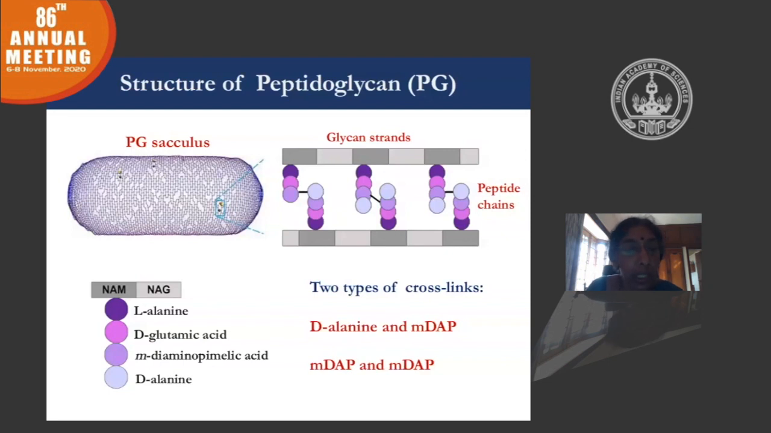There are 2 types of crosslinks normally in several bacteria. There are variations, and these are between 2 different amino acids, D-alanine and mesodiaminopimelic acid, or between 2 mesodiaminopimelic acid residues.